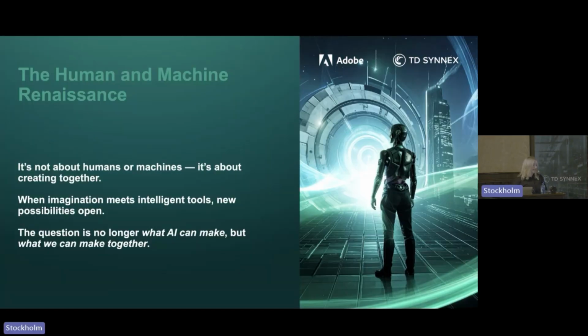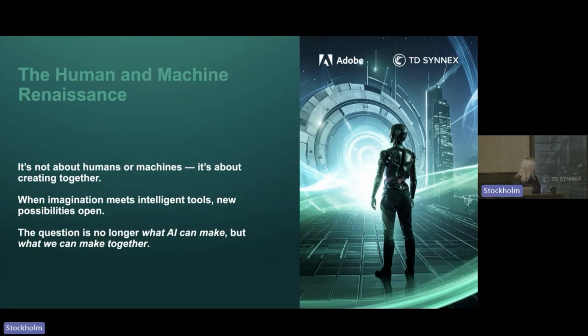So where does this all lead? The generative AI renaissance isn't just a technology revolution. It's a creative one. Success won't depend on how powerful the machines become, but on how deeply the humans learn to collaborate with them. When intelligence and imagination align, something extraordinary happens. We stop asking, what can AI create? And we start asking, what can we create together? This isn't the future. This is now.